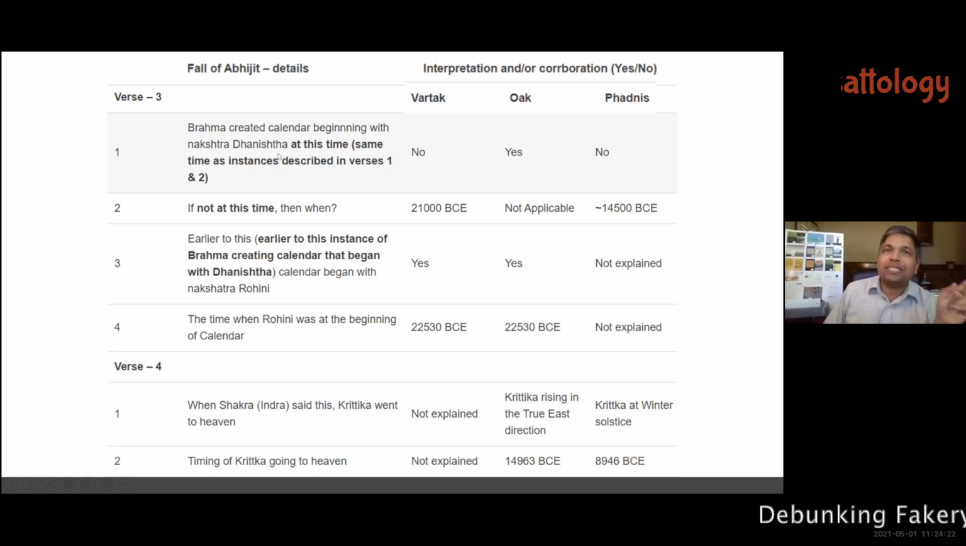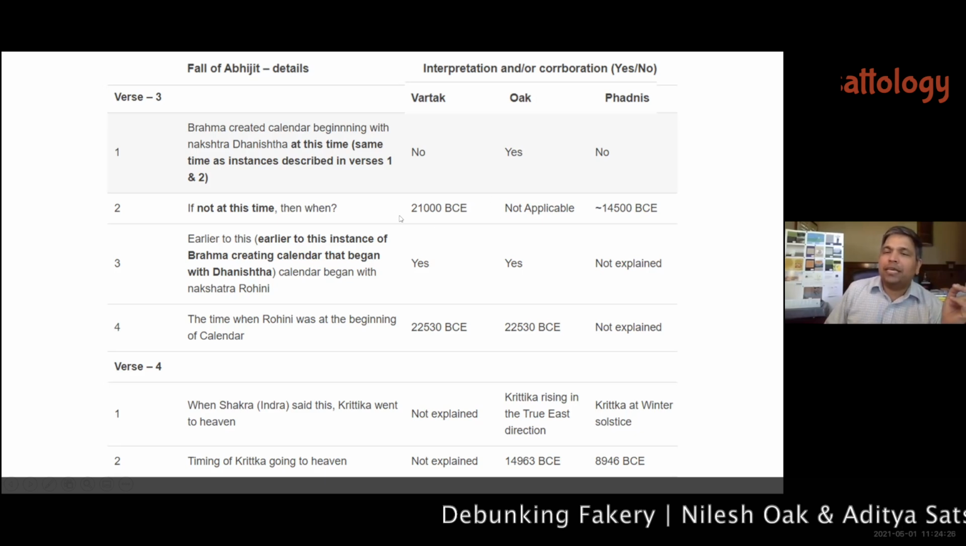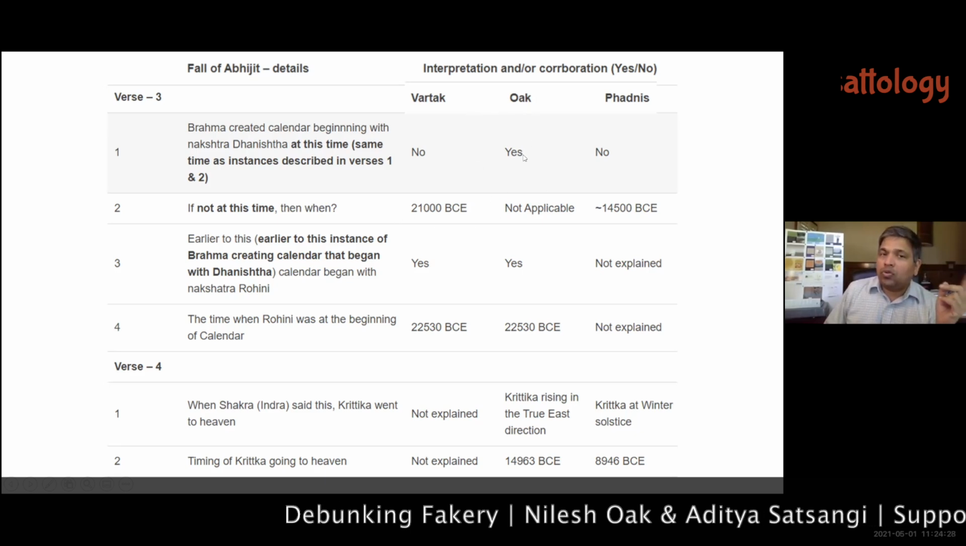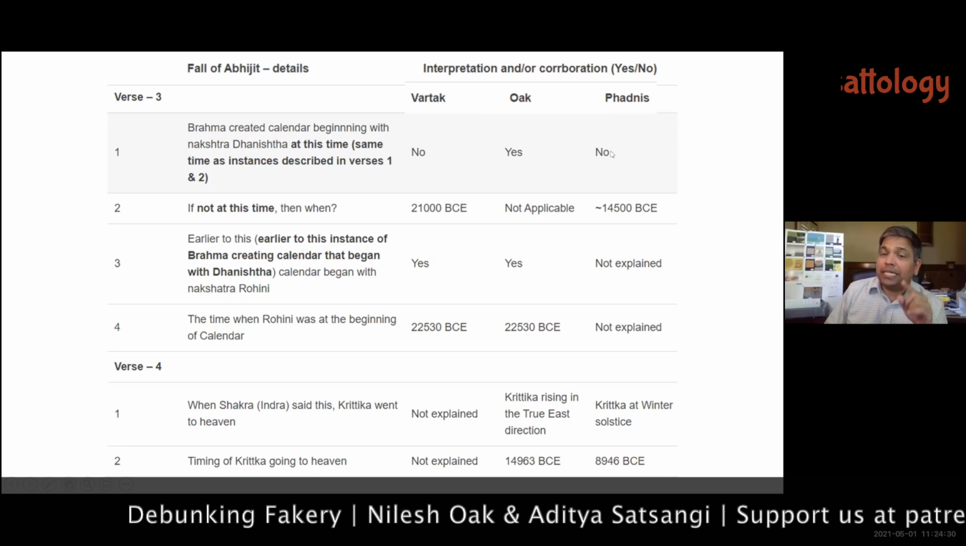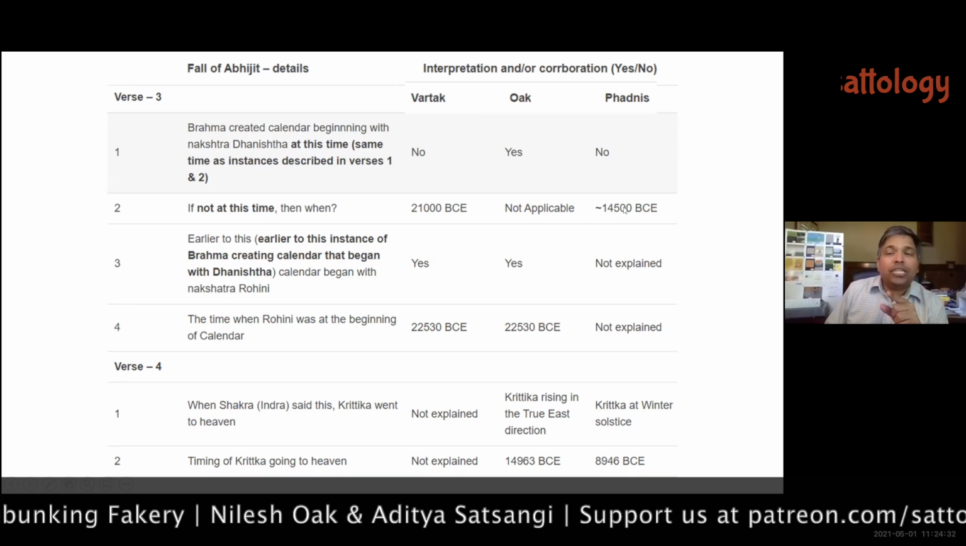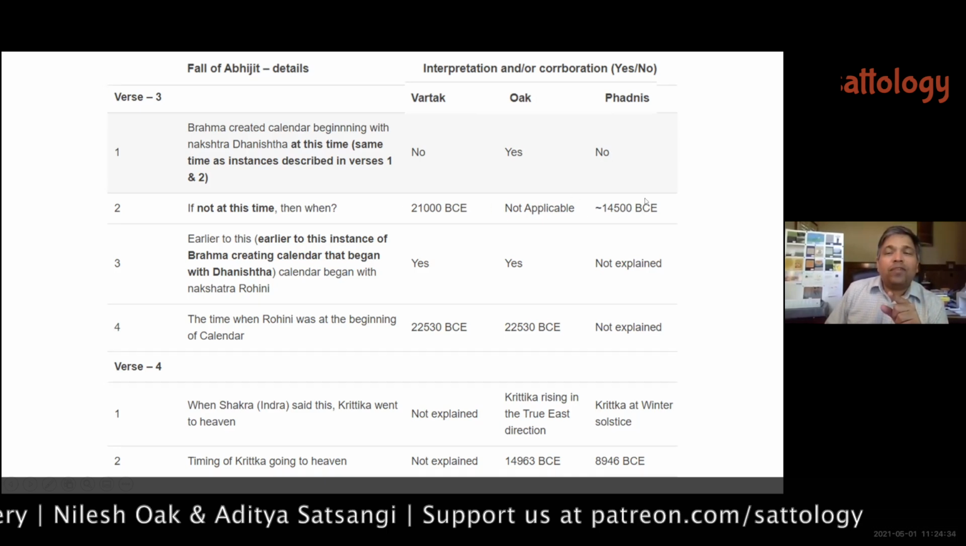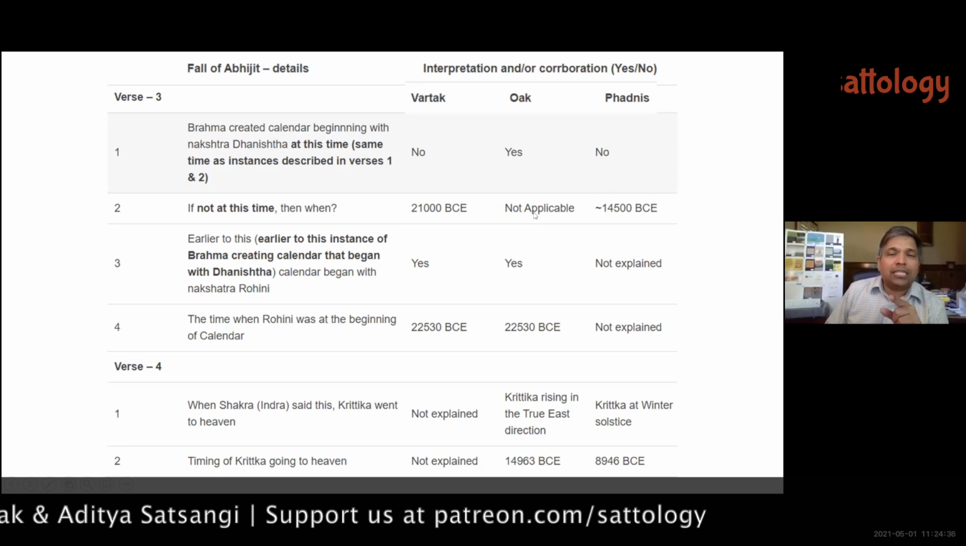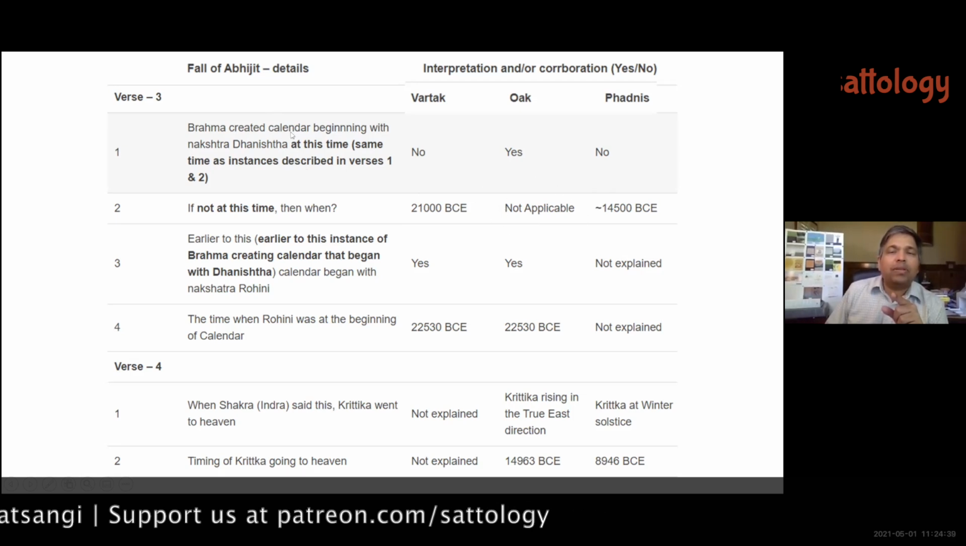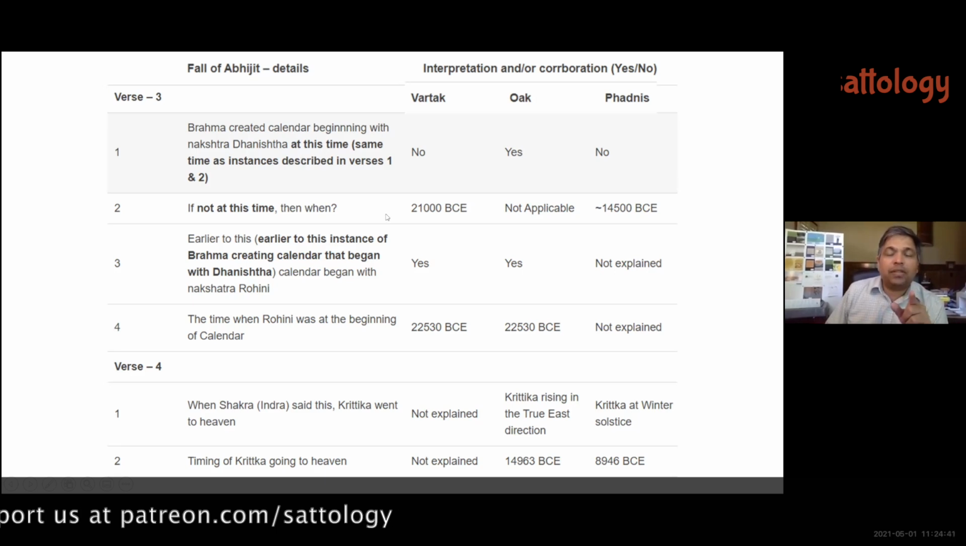Because all 4 verses are referring to the same event. Vartak doesn't think so. You will see the answer here. Okay, Oak says yes, and Fadnis in this case says no. Why no? Actually, the date of Fadnis is the same as Oak here. I say not applicable because I don't have the problem with this question itself. But why is this a problem for Fadnis? Actually, this answer is my answer here too, although it's not required.